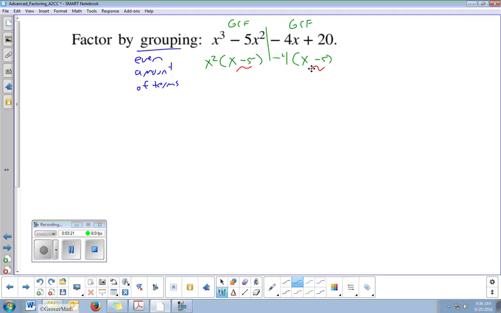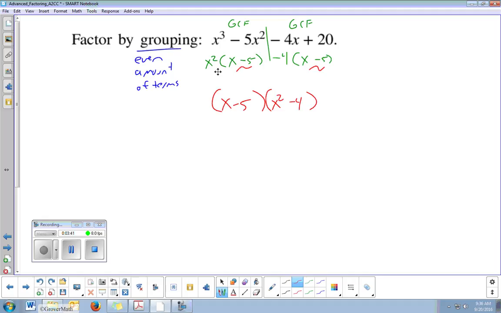So after you do this, then you group the GCFs together and you group the common quotient together. Essentially, we take x minus 5 away from this whole row, and when we take x minus 5 away from the left, we get x squared, and we take it from the right, we get negative 4. Most people don't think of that as a GCF step, but it actually is.